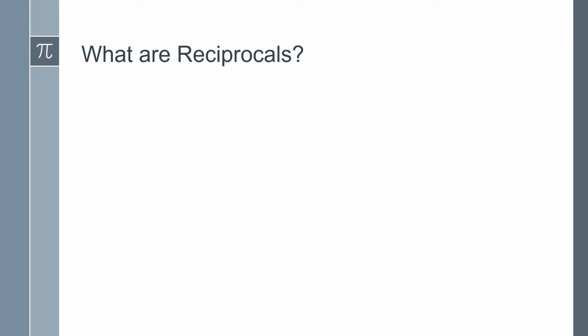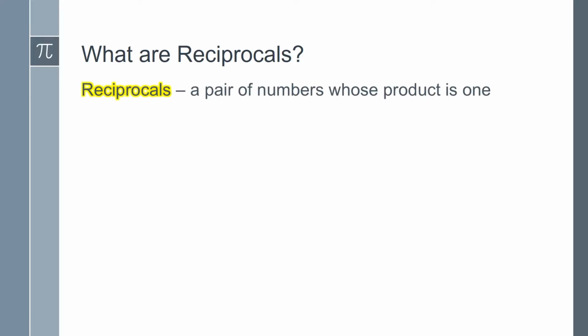Before we learn how to divide by fractions, we need to learn about an important vocabulary term called reciprocals. Reciprocals are pairs of numbers whose product is 1. For example, 2 and 1/2 are reciprocals because 2 times 1/2 equals 1.